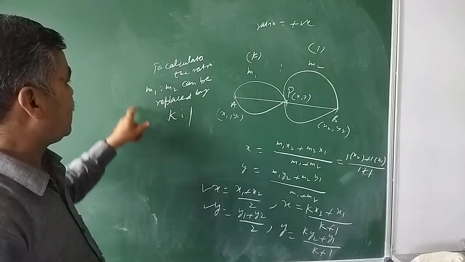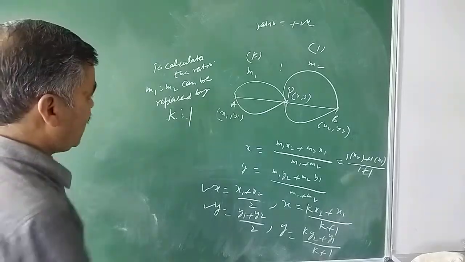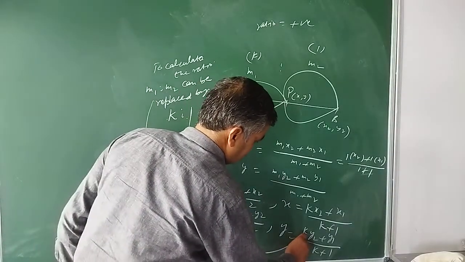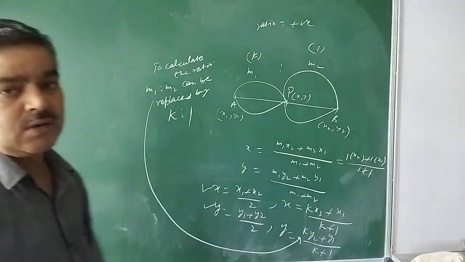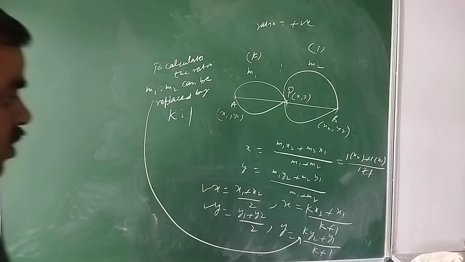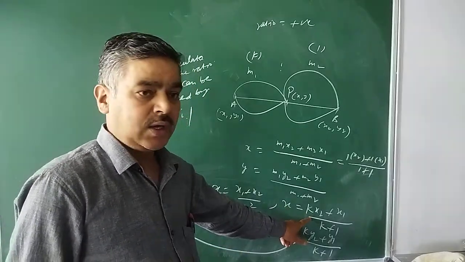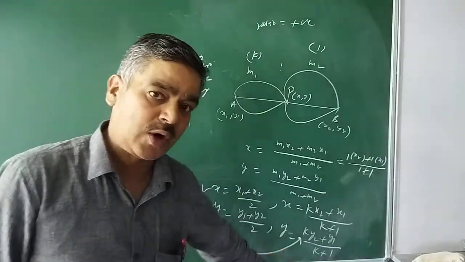So to calculate the ratio, m1 and m2 can be replaced by k ratio 1, and for that the formula you can use is this one to calculate the x coordinate as well as the y coordinate. So suppose the question is, if by using the section formula you need to prove the points are collinear, you calculate the value of k by using the x coordinate as well as by using the y coordinate also.